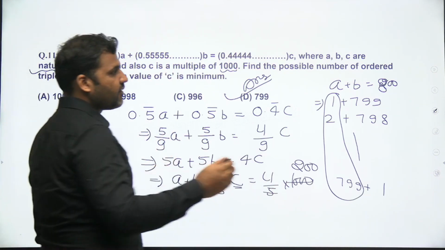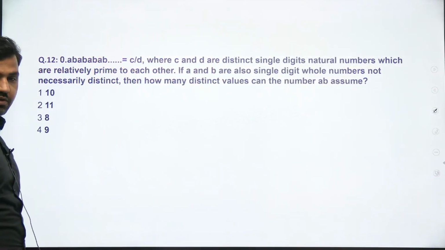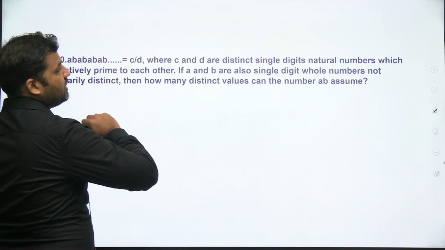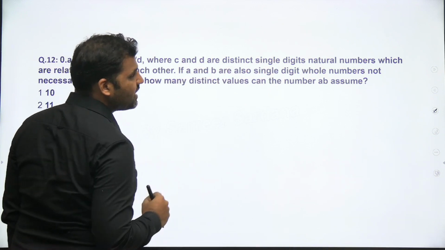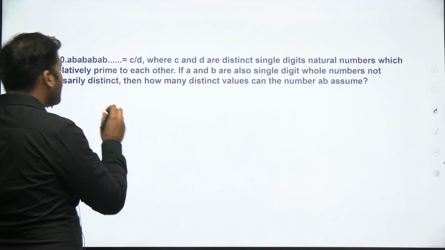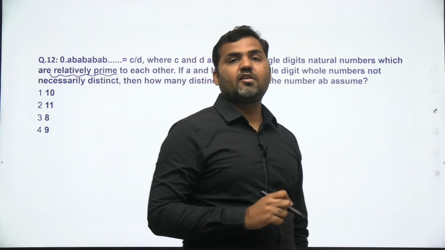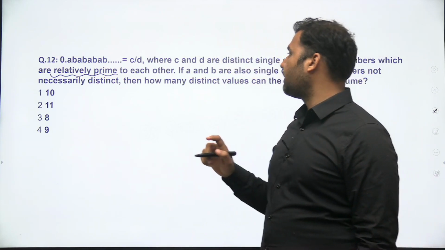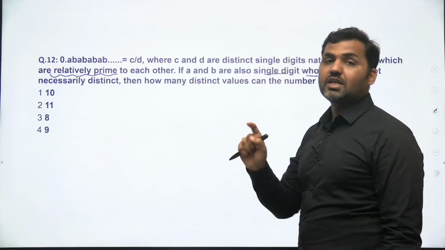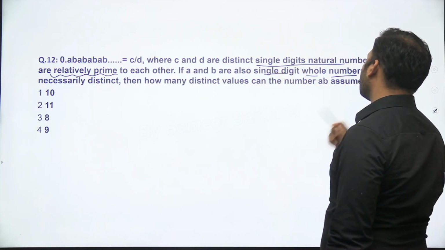This is question number 11 for you. Moving to the question number 12. Look at it, guys. Question number 12 says 0 point AB, AB, AB up is equal to CD, where C and D are single distinct natural number which are relatively prime to each other. Now you need to understand what is the meaning of this definition, guys. That C and D are relatively prime. Relatively prime means C और D आपस में co-prime होने चाहिए. Now A and B are also single digit whole number. A और B जो होने चाहिए वो single digit whole number होने चाहिए. C और D भी single digit natural numbers होने चाहिए.